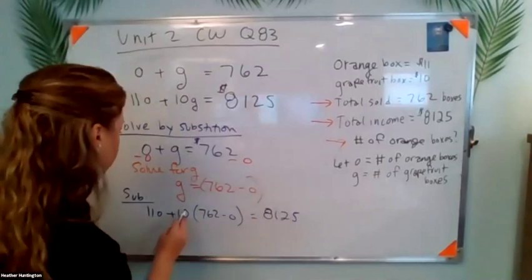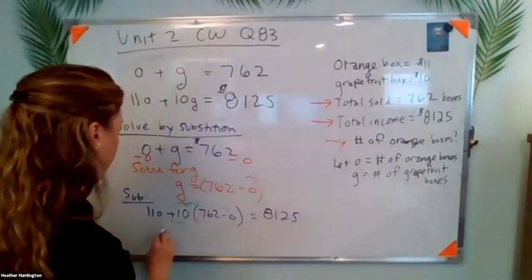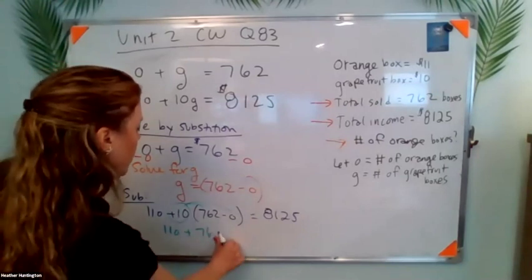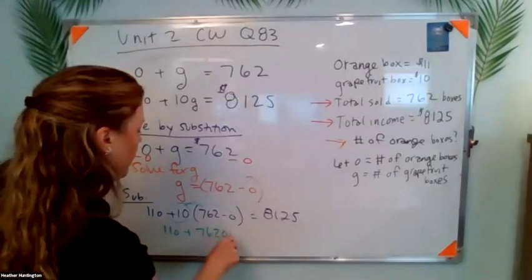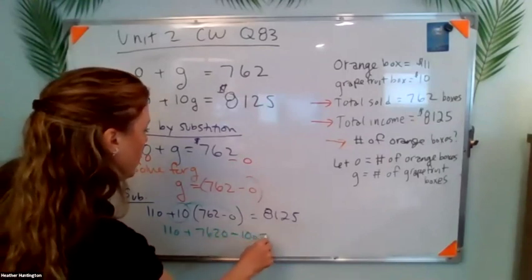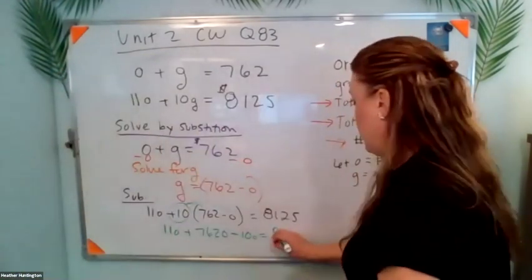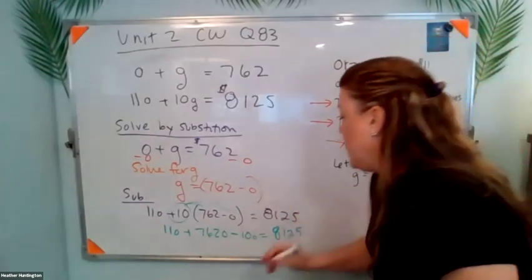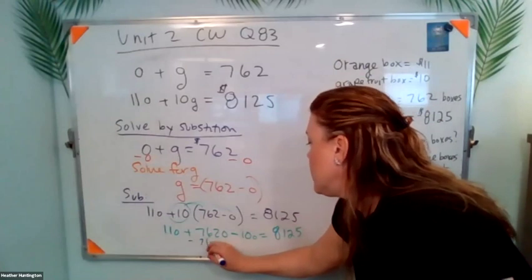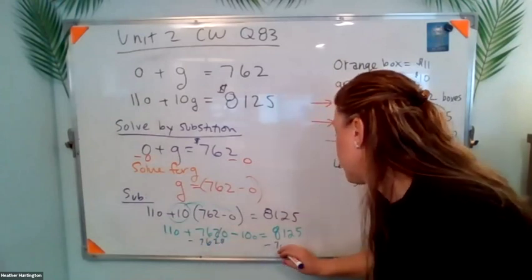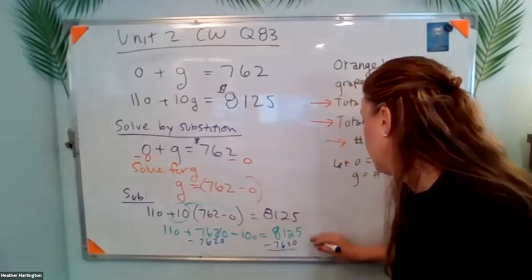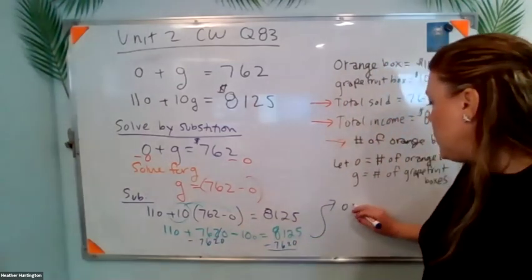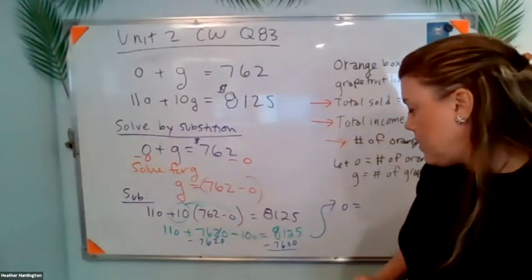Now I distribute the 10. We've got 11O plus 7,620 minus 10O equals $8,125. Okay, now I subtract 7,620. And then 11O minus 10O gets me just O equals 8,125 minus 7,620.